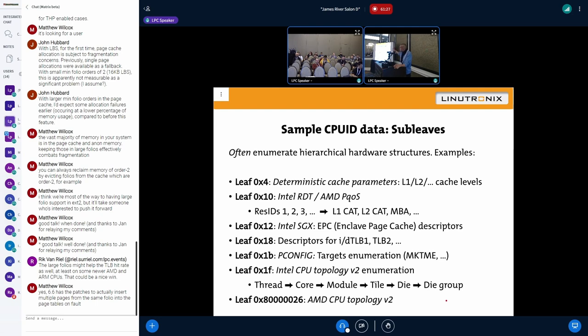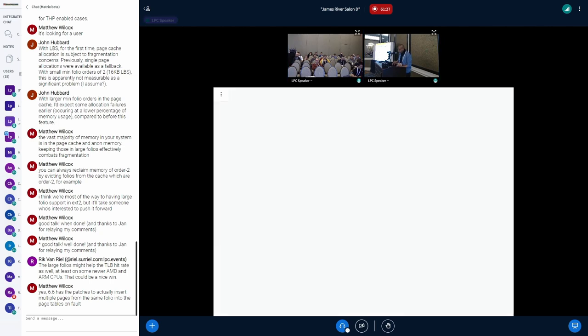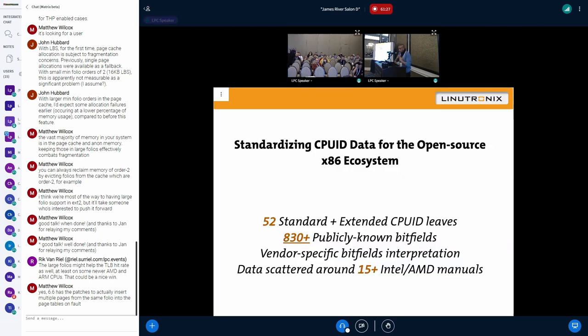So maybe I can then jump directly to leaf 1F. Leaf 1F, for example, allows you to enumerate the entire CPU topology. This is actually V2, so this is only on modern Intel CPUs. You can see that the topology on modern CPUs can go deep. We have hyper-threading, then cores, then modules and tiles, then dies and die groups, and so on. So this was only a sample.